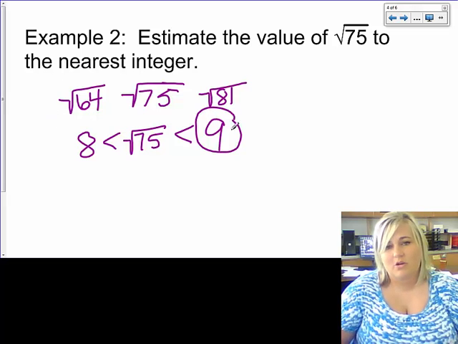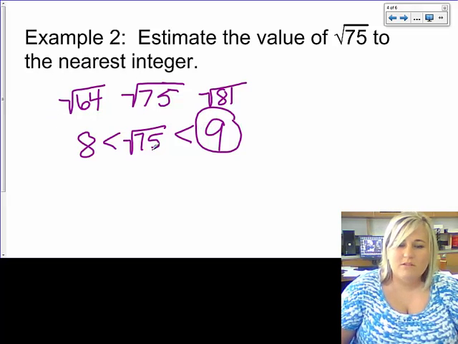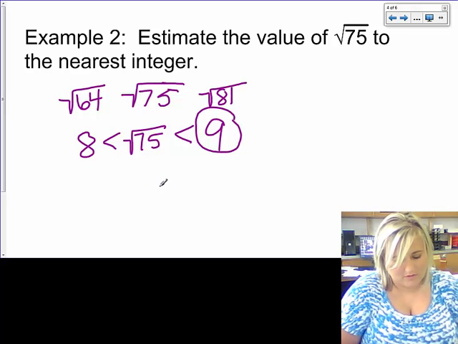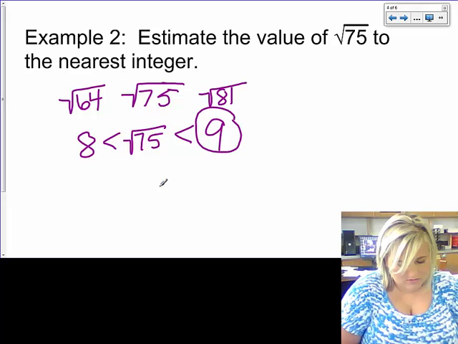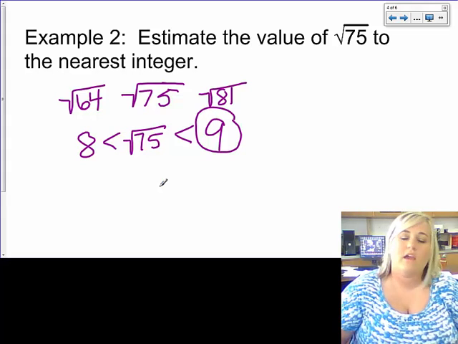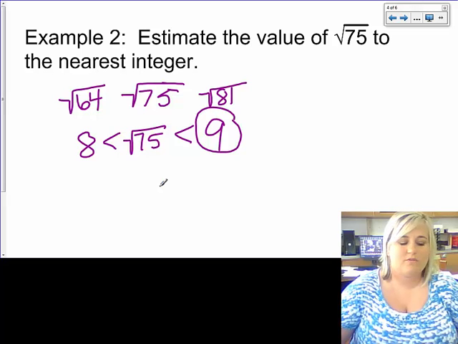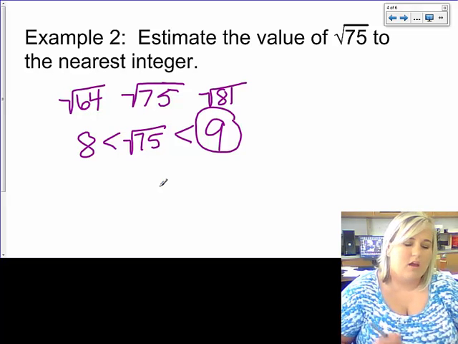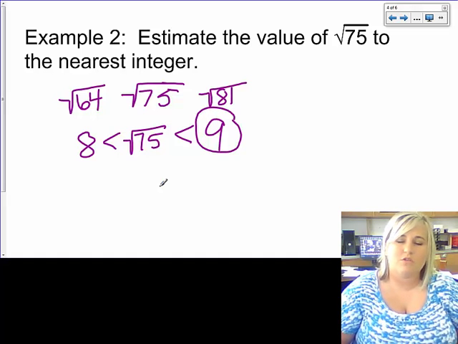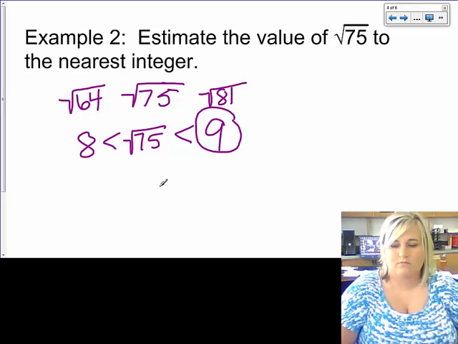Now this is the process that I expect you to show me your work on. However, you can absolutely punch this into your calculator and check yourself. Whenever you type in radical 75, well, this calculator is set to a different mode. Let's see. Alright, so whenever you type in radical 75, it gets you 8.660254038. And you know that to round that to the nearest integer, you have to round it to the nearest whole number, which is going to be 9.